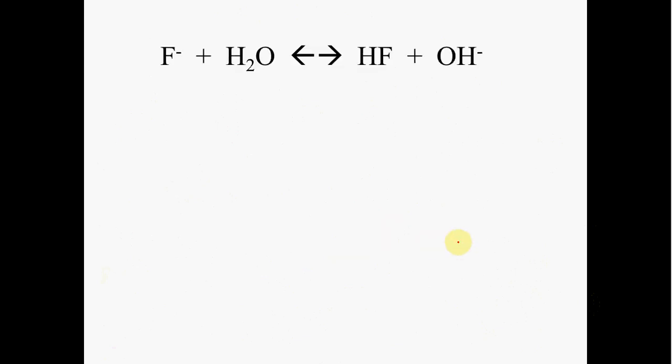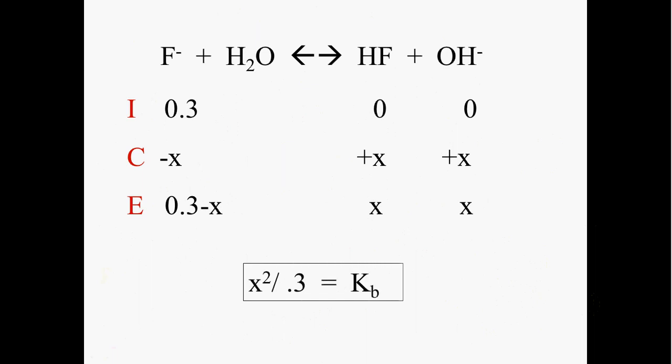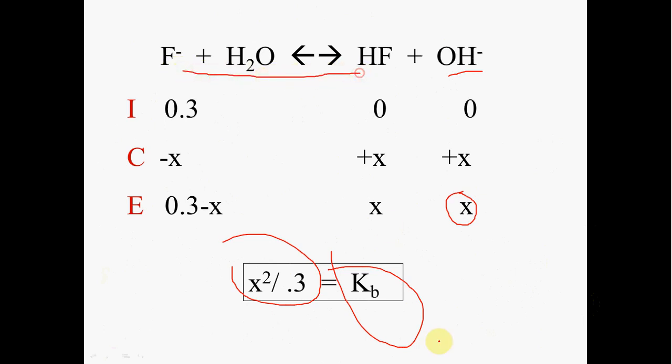Once you know the chemistry, it's simply a weak base problem. You set up your ICE table, and you've got x squared over 0.3 equals Kb. You need a Kb because x is the hydroxide ion. This is a Kb reaction. A Kb reaction always forms the hydroxide ion.